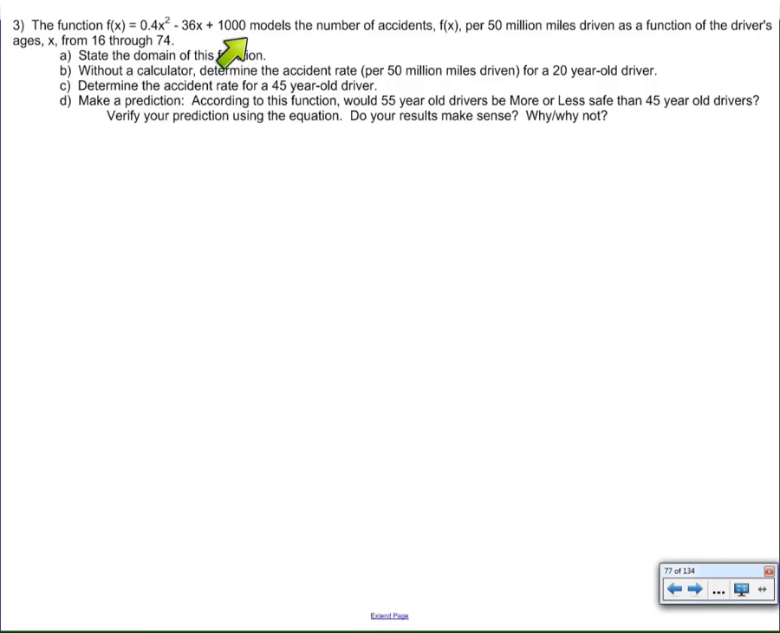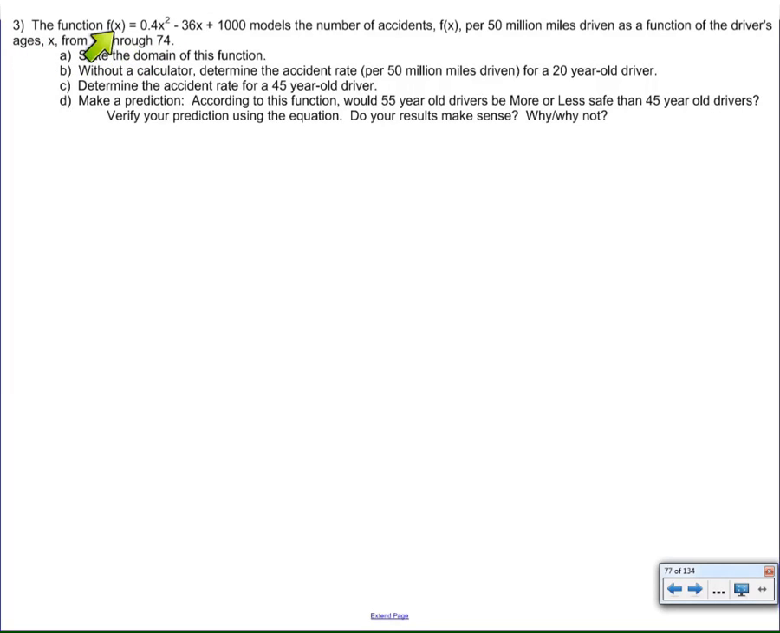So what is f of x trying to show me? It's trying to show me accidents. f of x is the number of accidents per 50 million miles driven. 50 million miles is a lot, so this is really just an accident rate, saying the average 20-year-old, if conceivably they were to drive 50 million miles, could anticipate 440 accidents. So it's just talking about how safe the drivers are. It says x represents the driver's age, and we go from 16 through 74.